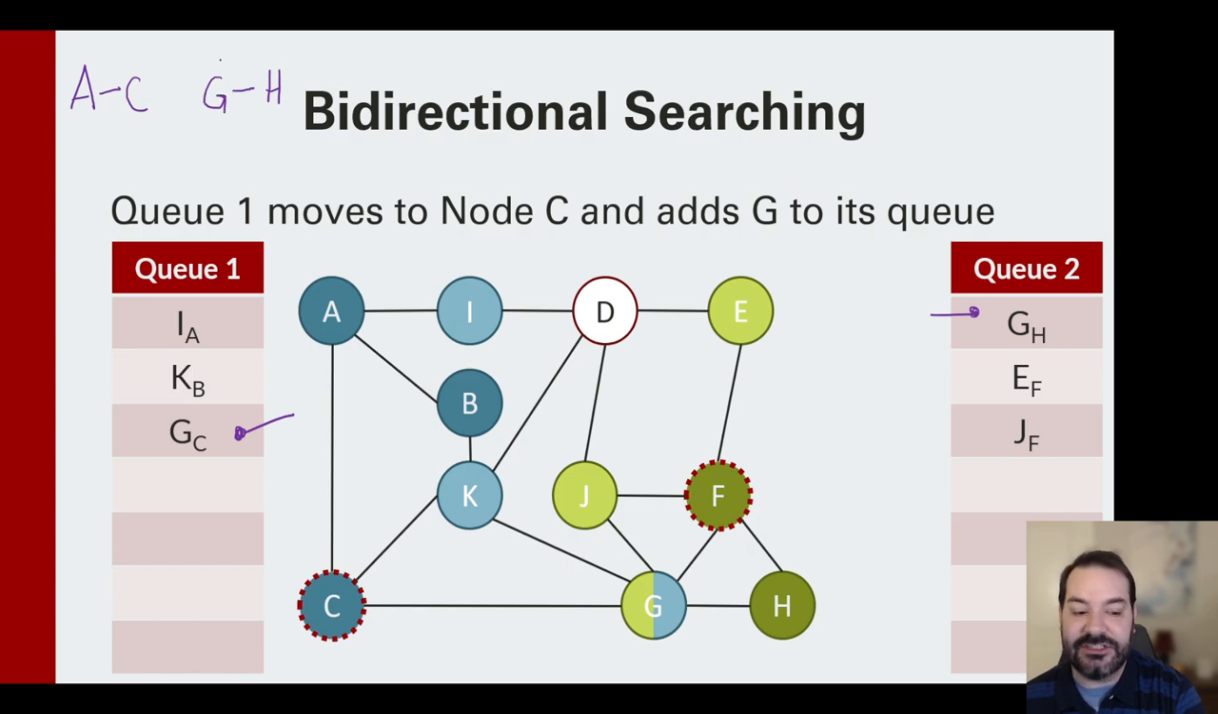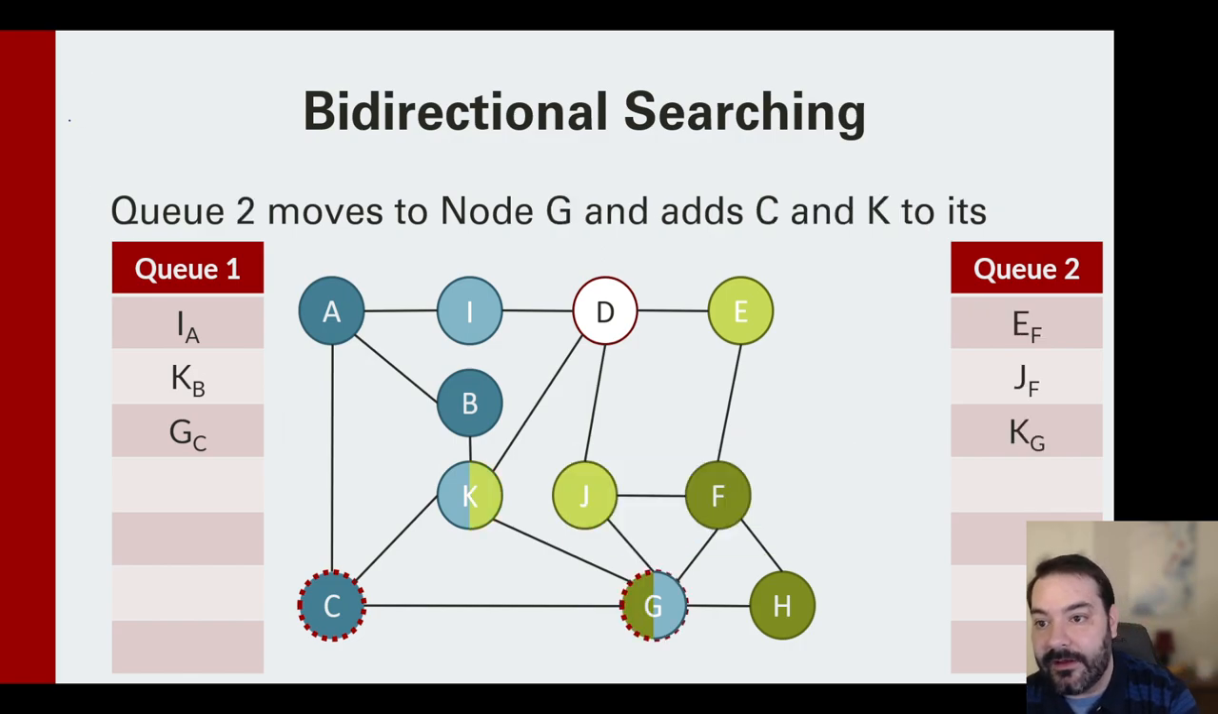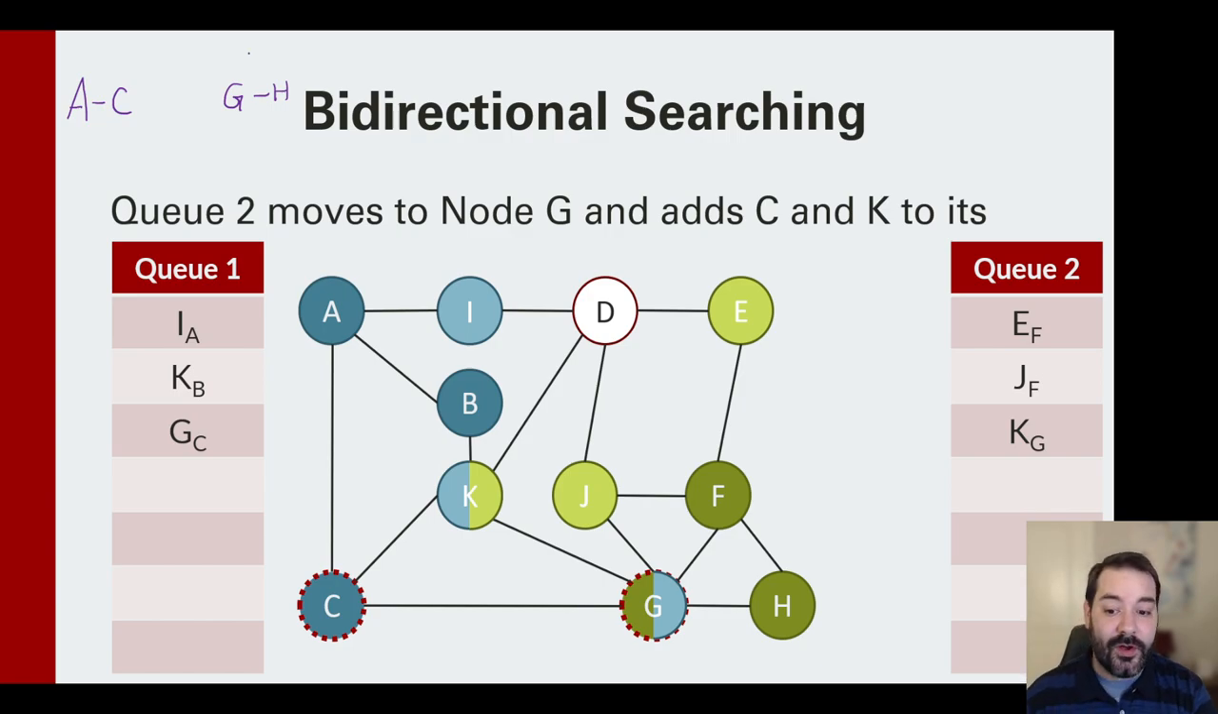I see that G, well, not actually, that's wrong. G has not been added into the H pathway quite yet. All I've seen is that A can go to C, and H can come from G. So again, all I know right now is A can go to C and H can come from G. I don't know that C can go to G quite yet. I'm not there yet.